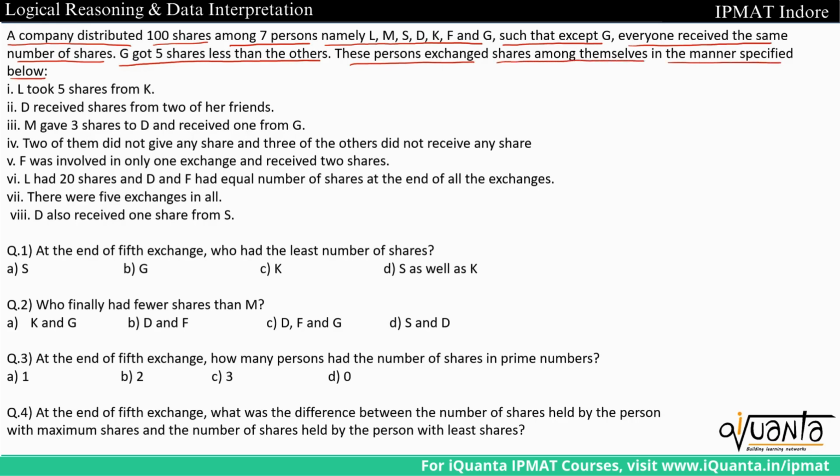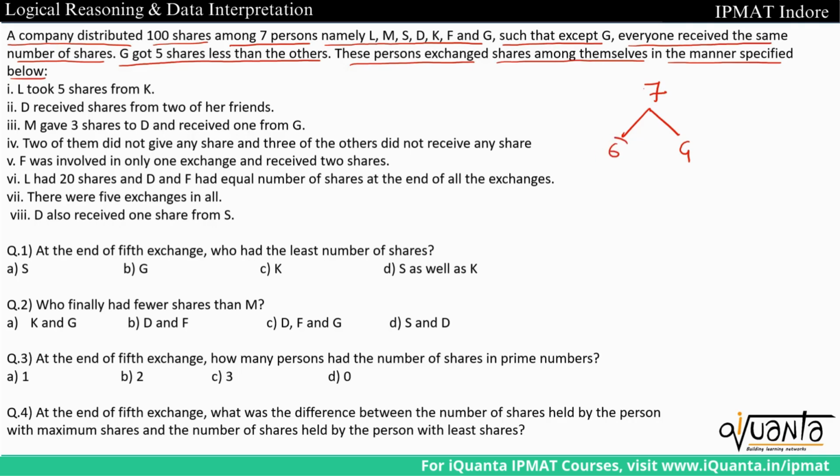So we have 7 people, total 100 shares are there. They have been distributed among these 7 persons, and it is given that except G, everyone is getting the same number of shares. G is getting 5 shares less than the others. So we have 7 persons. G will be getting a different number of shares and everyone else will be getting the same number of shares.